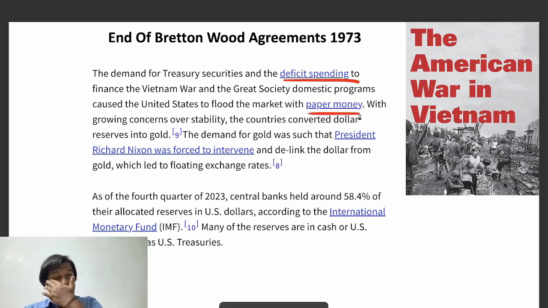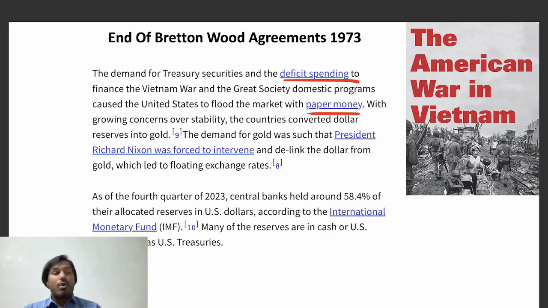Basically, America had promised during the Bretton Woods that our currency is linked to gold. So we want all the currencies of the world to be linked to the dollar. So what happened when America went to the Vietnam War? They spent a lot of money. They started to print money, and they were not increasing the gold reserve in their treasuries. They were not increasing the gold reserve, but they were printing more money.